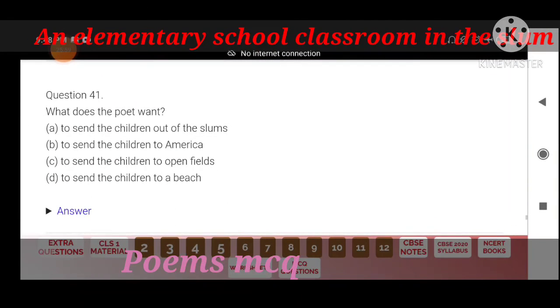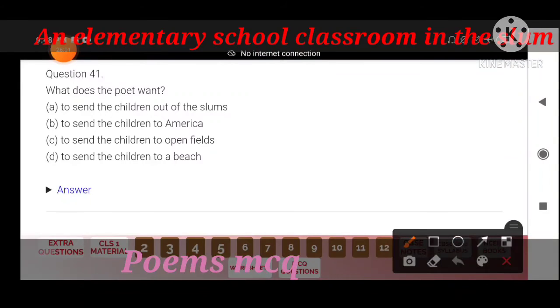Next, what does the poet want? To send the children out of the slum, to send the children to America, to send the children onto open fields, and to send the children to the beach. So the answer is out of the slum.